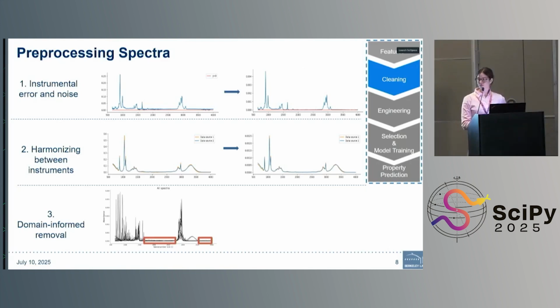And then finally, we applied some chemically informed trimming as a first pass to reduce the number of features and dimensionality of our data set.